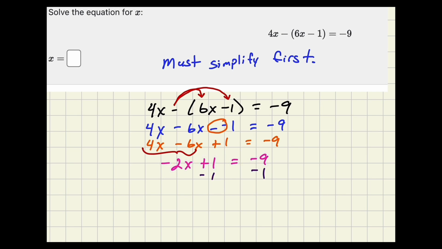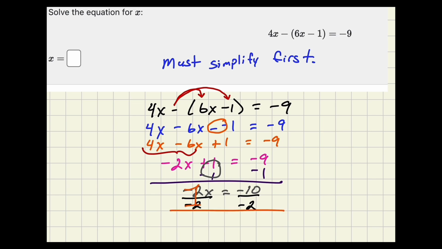I subtract 1 to both sides, right? This goes to 0. I have negative 2x equals negative 9 minus 1 is negative 10 now. 1 step away, right? Negative 2 times x. The inverse of multiplying is division. Instead of multiplying by a negative 2, we're going to divide both sides by negative 2 to solve this equation out. Negative 2 divided by negative 2 is a giant 1. Negative divided by negative is a positive. 10 divided by 2 is 5. And that right there is our solution.